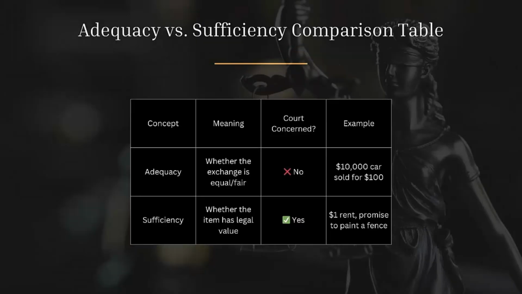Adequacy versus sufficiency comparison table. Concept, meaning, court concerned, example. Adequacy: whether the exchange is equal or fair. Court concerned: no. Example: a $10,000 car sold for $100. Sufficiency: whether the item has legal value. Court concerned: yes. Example: $1 rent, or a promise to paint a fence.